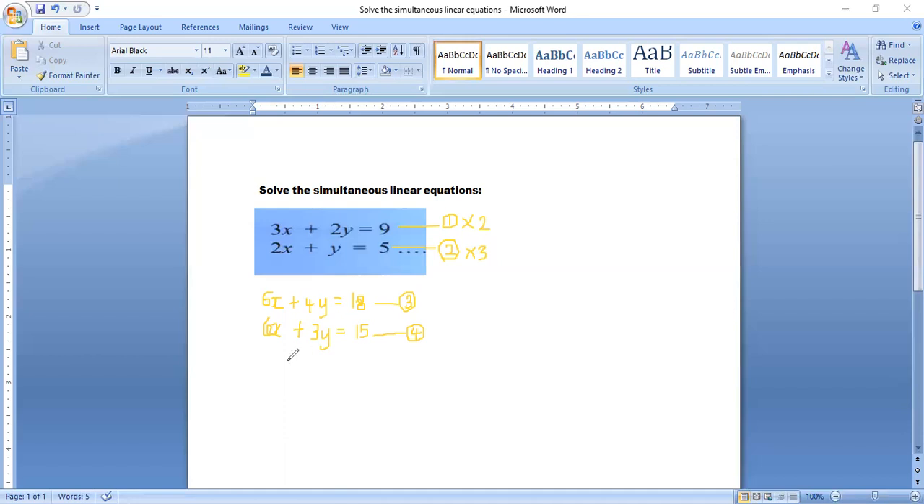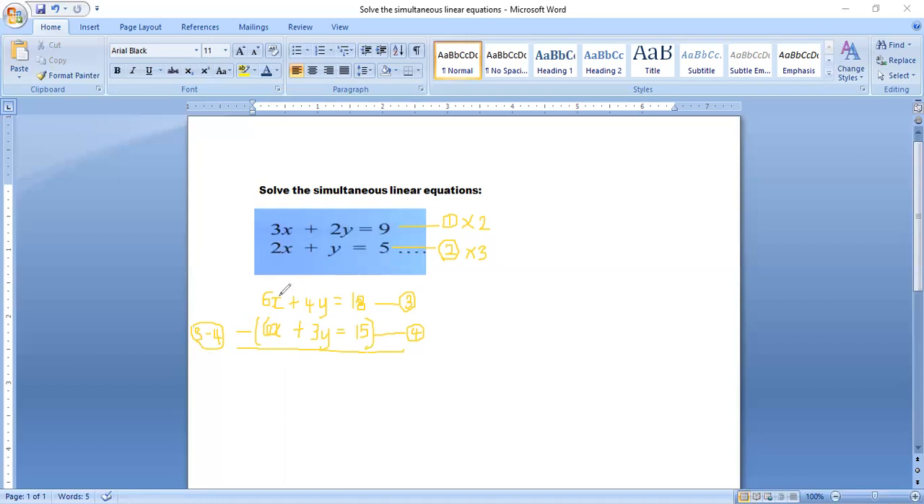So what we have here then is equation 3 minus equation 4. That's what we're going to be doing. We're going to have equation 3 and we're going to take away equation 4. So I'm going to draw my line here. Here we go. So when we're subtracting the x's, then we subtract the y's, and then we subtract the constants. Those are the numbers on their own, what the equation is equal to.